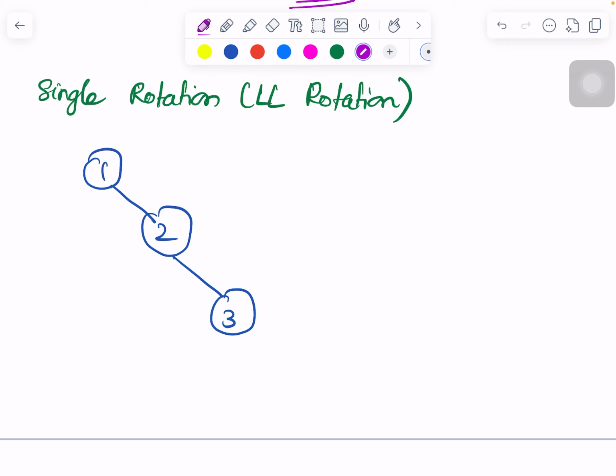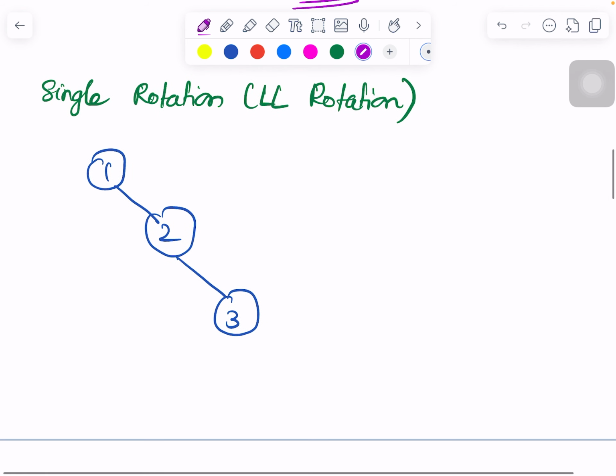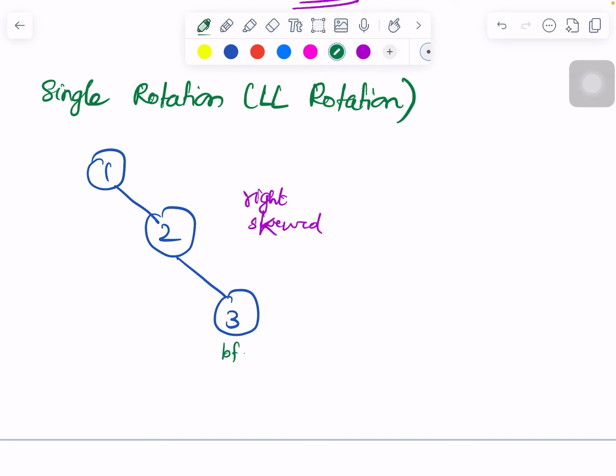So remember always, whenever you have your tree as right skewed, then we call the rotation that we are supposed to perform the left left rotation. So first let us find out the balancing factor. What's the balancing factor for node 3? It is 0. No left, no right, so 0.